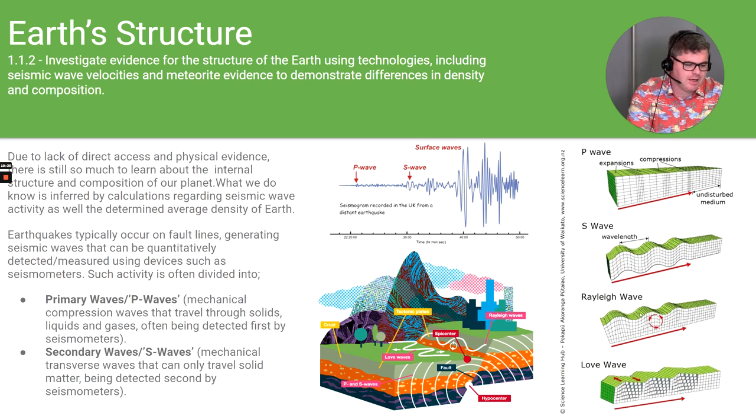Now, as we can see down here, the Rayleigh wave happens more like a physical distortion. That's a combination of P and S waves. So it goes in a circular fashion, almost like how you've twisted and warped a piece of very fragile wood. The Love wave happens side to side as well.